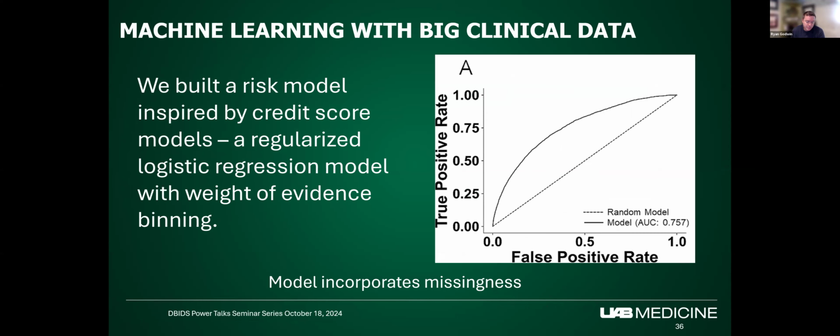And we built a risk model inspired by a credit score. And a credit score is essentially a logistic regression model with weight of evidence binning. One of the really nice things about this is it incorporates missing values, and in clinical EHR data, that is often the case. So we wanted something that was both explainable for the clinicians and could accommodate missing values. And the results of our holdout test set had an AUC of about 0.76.